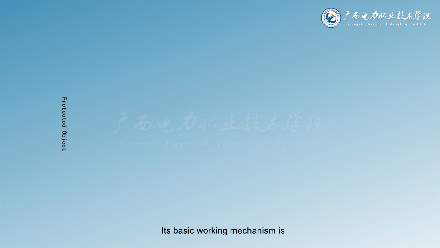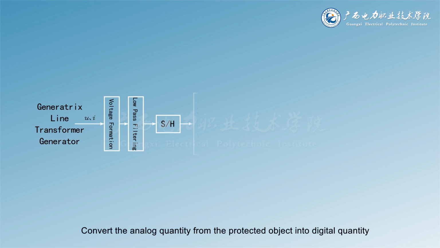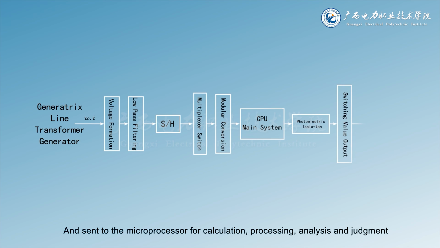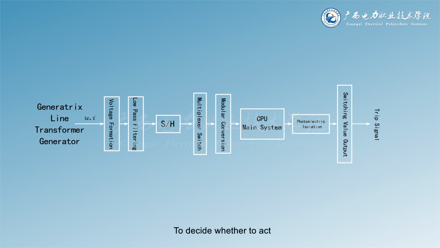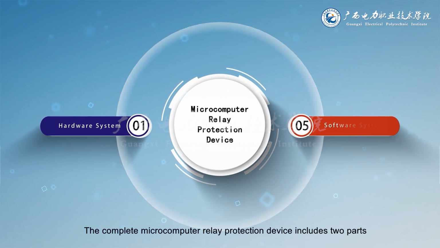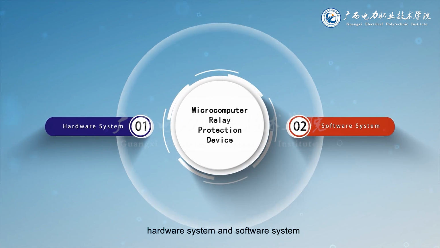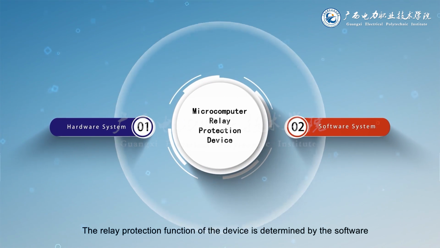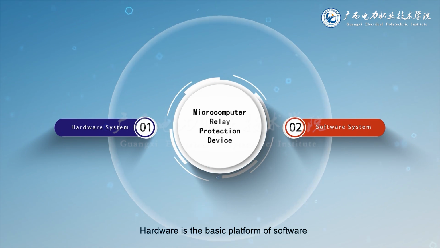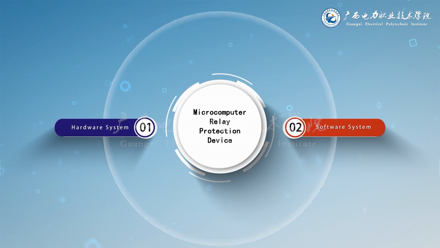Its basic working mechanism is to convert the analog quantity from the protected object into digital quantity, and send it to the microprocessor for calculation, processing, analysis and judgment, to decide whether to act. The complete microcomputer relay protection device includes two parts, hardware system and software system. The key relay protection function of the device is determined by the software. Hardware is the basic platform of software.